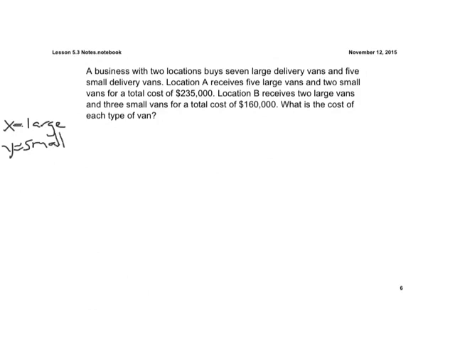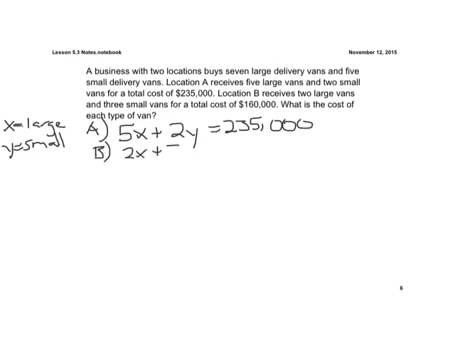Now we need 2 equations. Okay, it says location A. So location A receives 5 large vans. So that means 5x, x is our large vans, and 2 small vans. And that total cost is $235,000. Okay, there's our first equation. Now, location B, they say, receives only 2 large vans and 3 small vans, and that's $160,000. Okay, what we need to do is figure out the cost of each type of van.